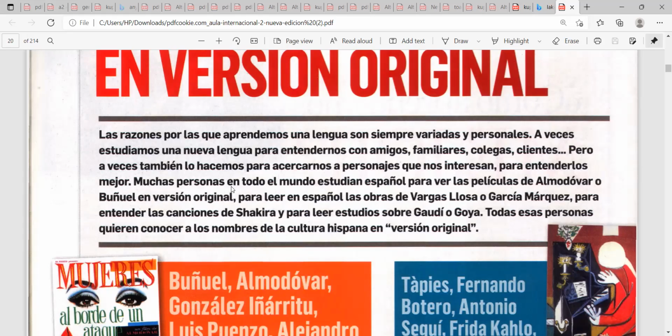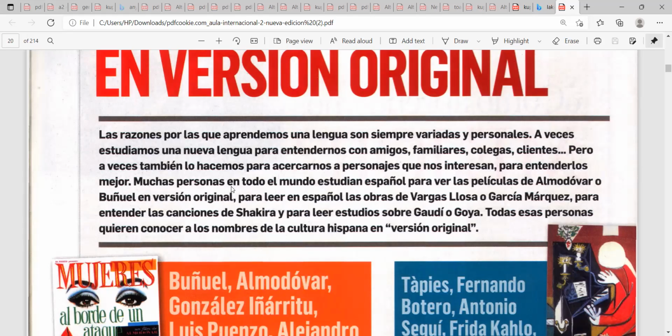Now, for example, I can say Llosa, the work of Llosa or García Márquez, para entender, to understand las canciones de Shakira, to understand the songs, canciones. Repetir, por favor. Canciones, the songs of Shakira, y para leer estudios, and to read studies sobre, about, okay, Gaudí o Goya. Is it clear to you?